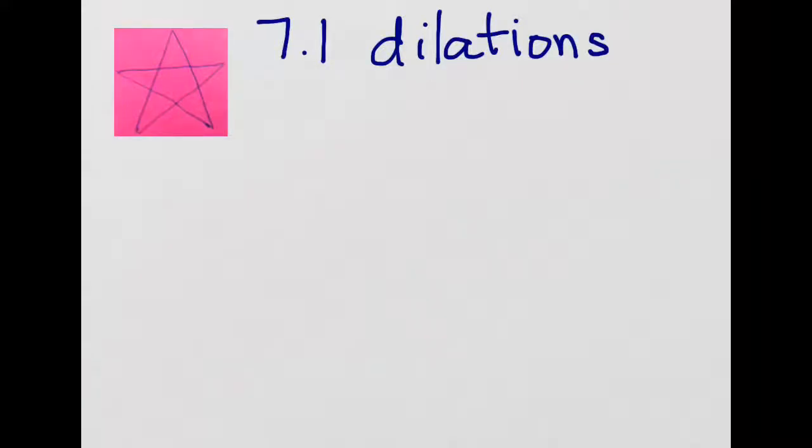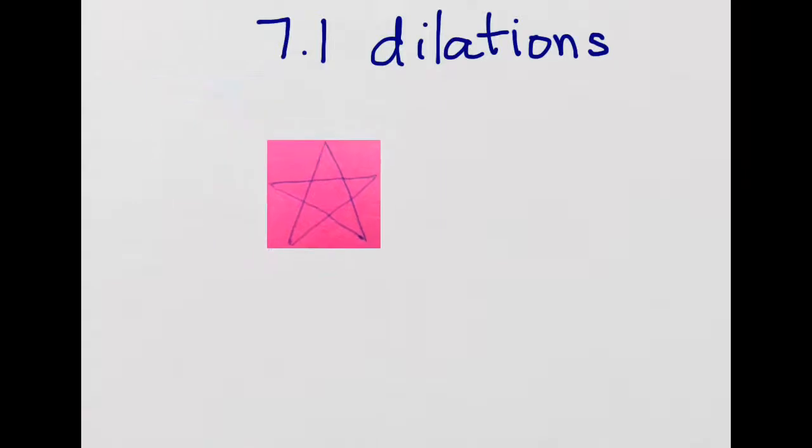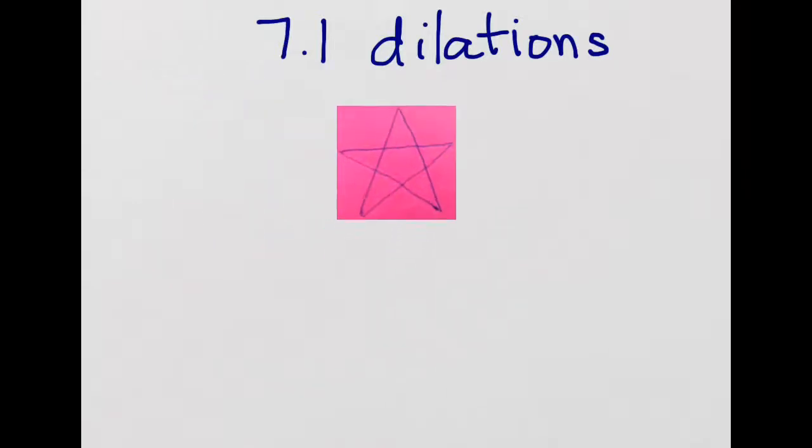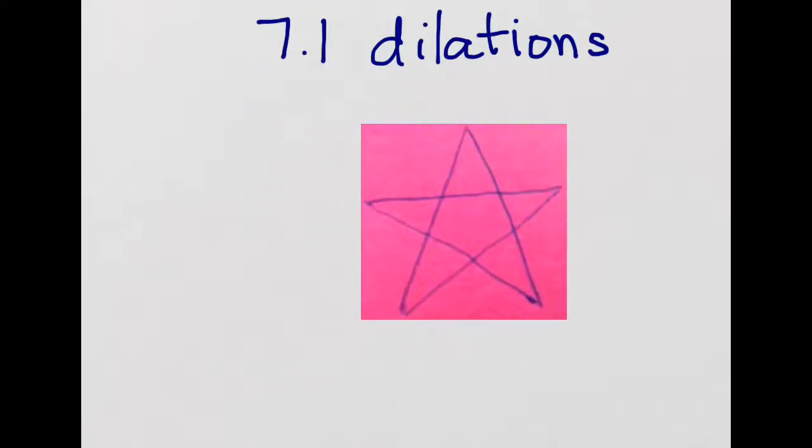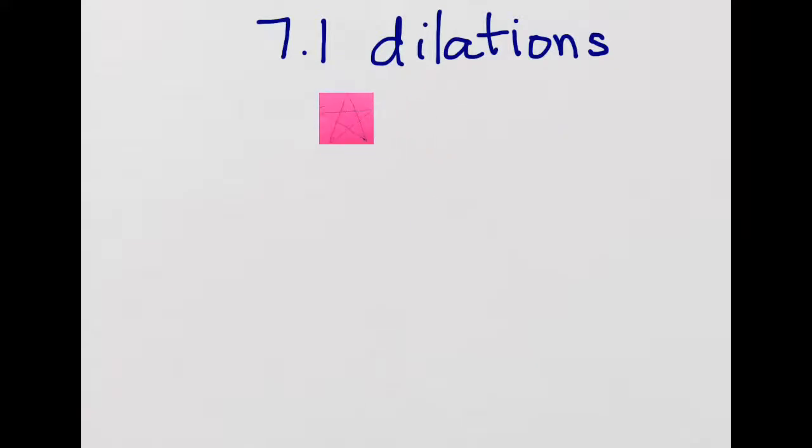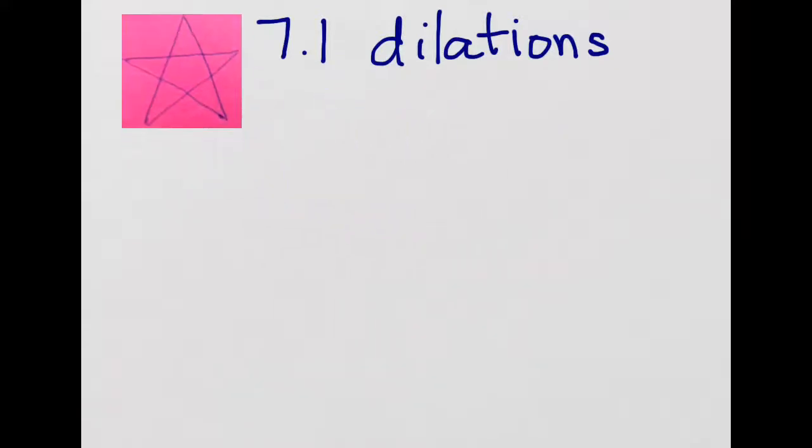Okay, today we're going to be talking about dilations, which is in chapter 7.1. This goes along nicely with chapter 3 stuff because this is a type of transformation. And what a dilation does is it takes a shape and it either enlarges the shape or it reduces the shape. So that enlargement or reduction, again, is called a dilation.